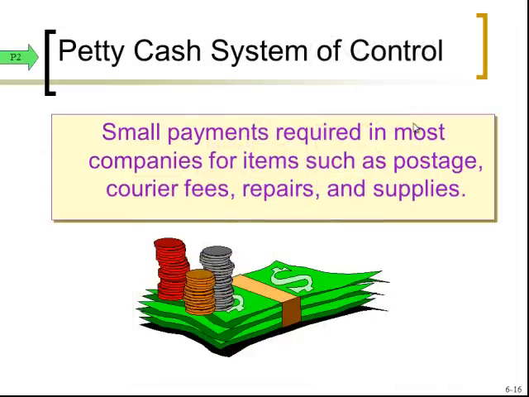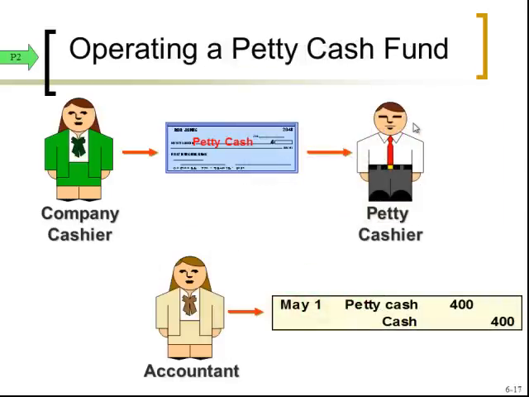We're talking about small payments for items like postage, repairs, supplies, just small things where we're not as concerned with applying that huge voucher system of control to protect it. So what we have here, we have a separate petty cashier, first of all, that will hold the cash. The company cashier has access to the checking account. They don't have access to cash itself. They don't keep all of their money in a big safe. So they write a check for whatever that small amount is to the petty cashier.